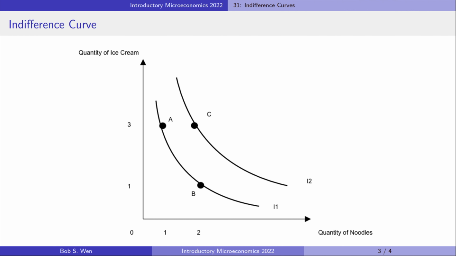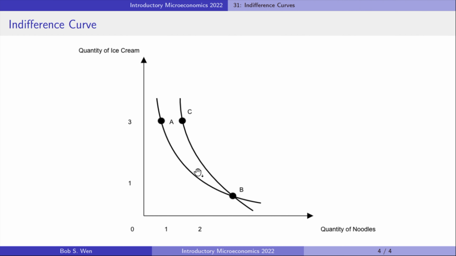Third, indifference curves never cross each other. They never overlap. As shown in the graph, the combination of goods at point A is indifferent to point B since they are on the same indifference curve I1. Similarly, the bundle of goods at point C gives the consumer the same utility as the bundle of goods at point B because they are on the same indifference curve I2.